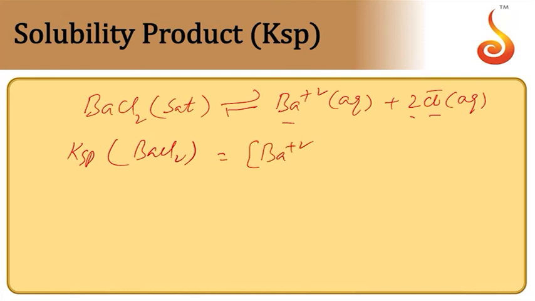It will be the concentration of Ba2+ into the concentration of Cl- to the stoichiometric coefficient, which is 2. So this itself is called the Ksp of BaCl2: the product of molar concentrations of constituent ions raised to the power equal to the stoichiometric coefficients in the equation representing the dissociation of an electrolyte in the presence of the electrolyte at a given temperature.